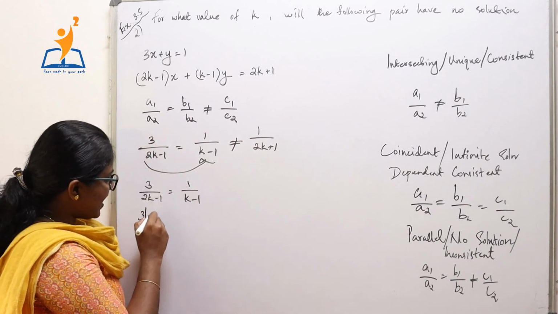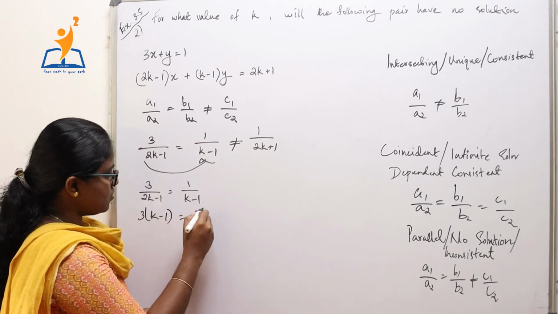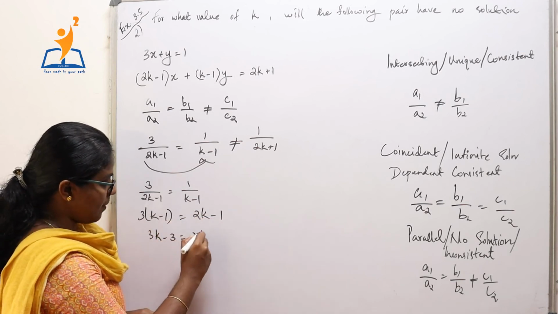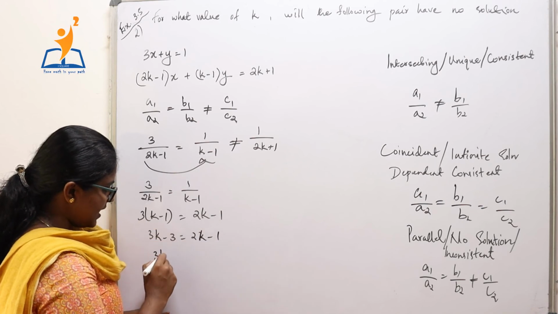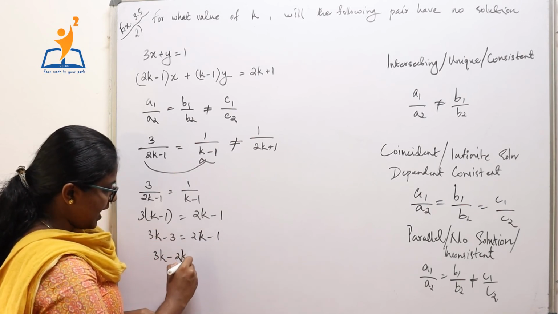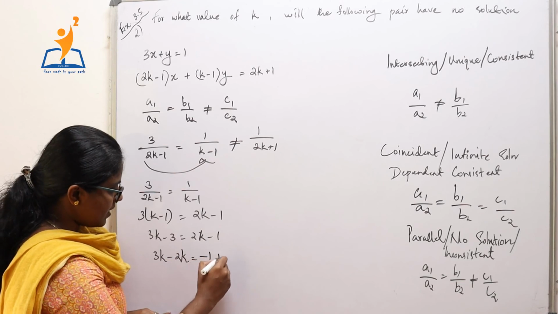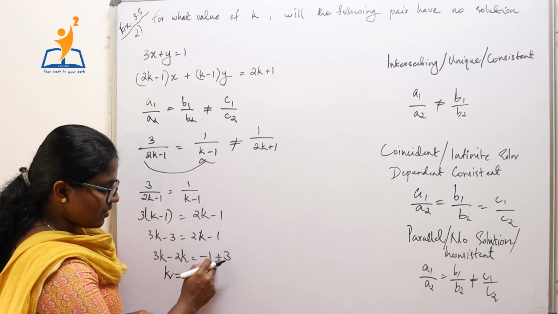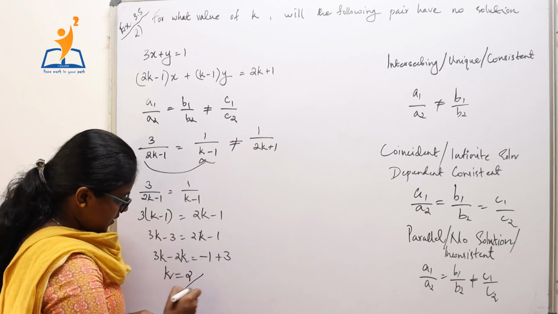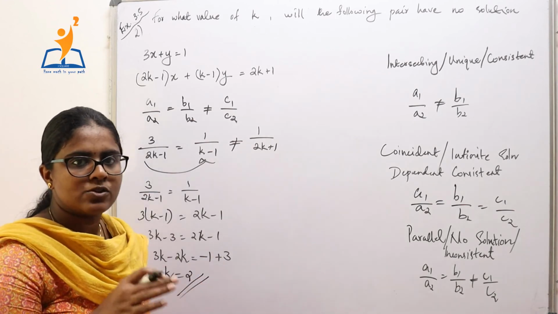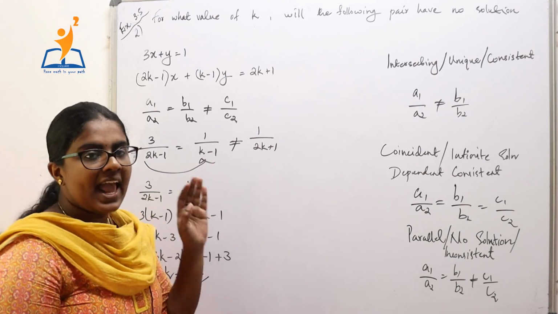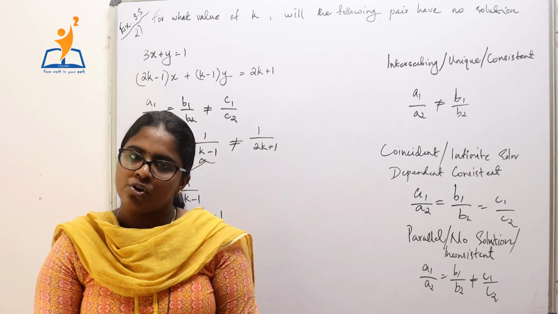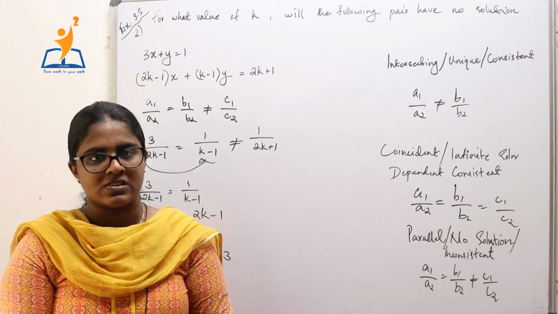Cross multiplying, we get 3 into k minus 1 equals 2k minus 1. 3k minus 3 is equal to 2k minus 1, which means 3k minus 2k is equal to minus 1 plus 3, that is, k is equal to 2. So we got k is equal to 2. So for k is equal to 2, this particular pair of linear equations has no solution. That's the end of question number 2.